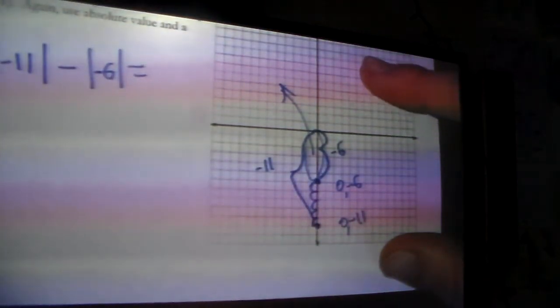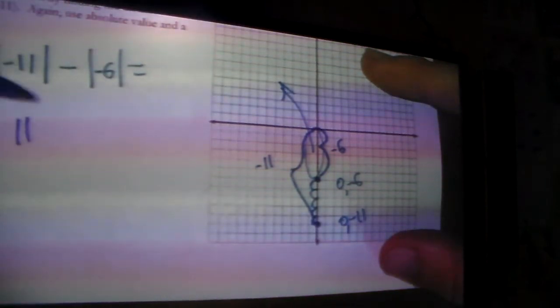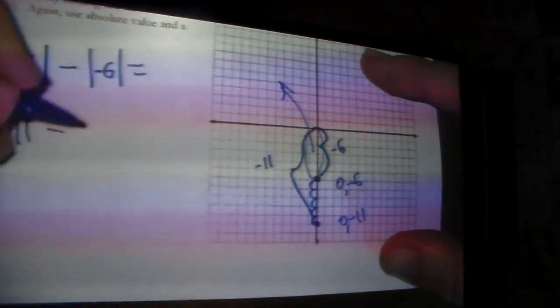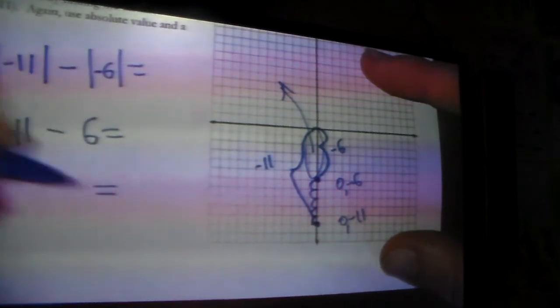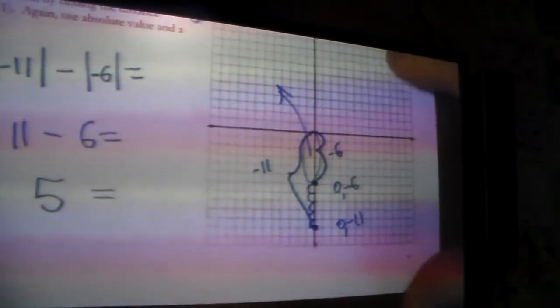And again, if you didn't get this, you could always go back and experiment and try things and see what you get. But absolute value of negative 11 is 11. Absolute value of negative 6 is 6. When I finally subtract those, obviously these 2 points are 5 units apart.